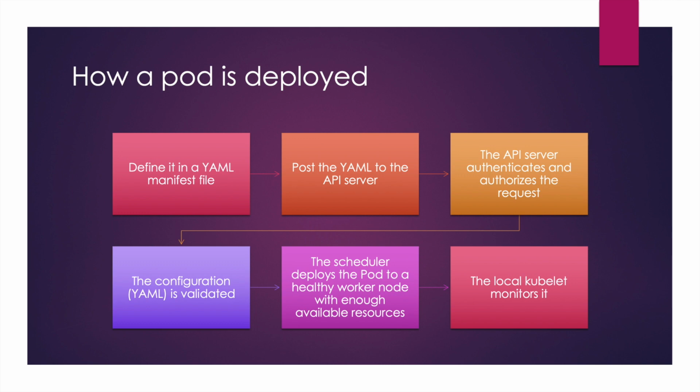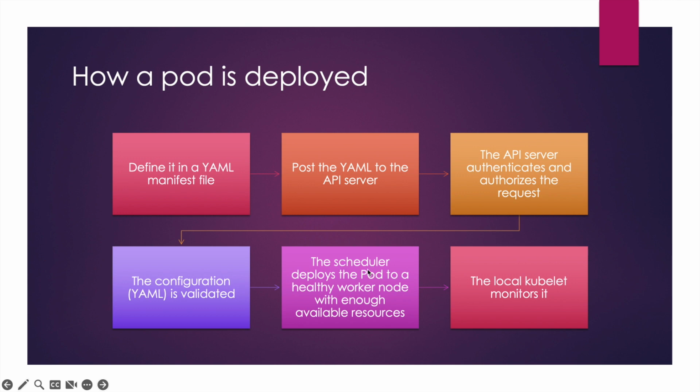So the process of deployment of a container to a pod to the cluster is you define a YAML, you post that YAML to the API server. The API server authenticates and authorizes your request because it's an API endpoint. It will look at who is sending the request and if you are allowed to do that operation. Then the YAML is validated. It checks if the YAML you've created is fine, and then the scheduler deploys.